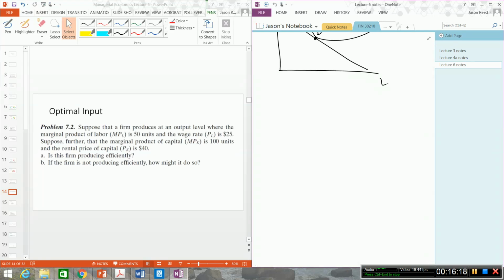So suppose that the firm produces at an output level where the marginal product of labor, MPL, is 50 units and the wage rate is 25. Suppose that the marginal product of capital is 100 units and the rental price of capital is 40. So we can look at this condition.